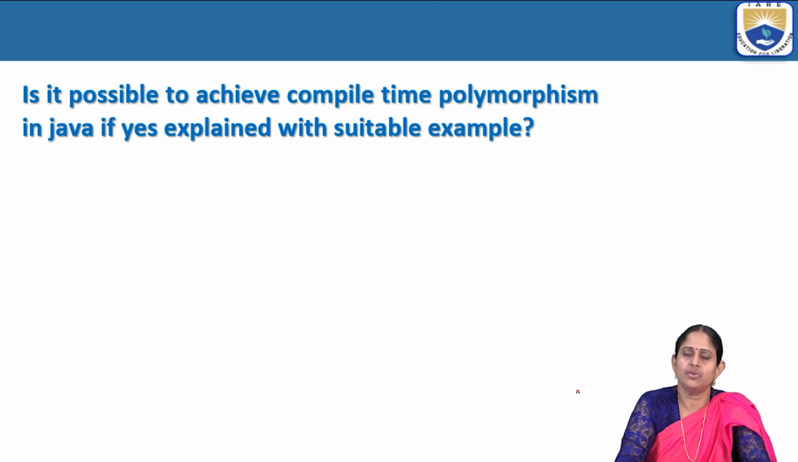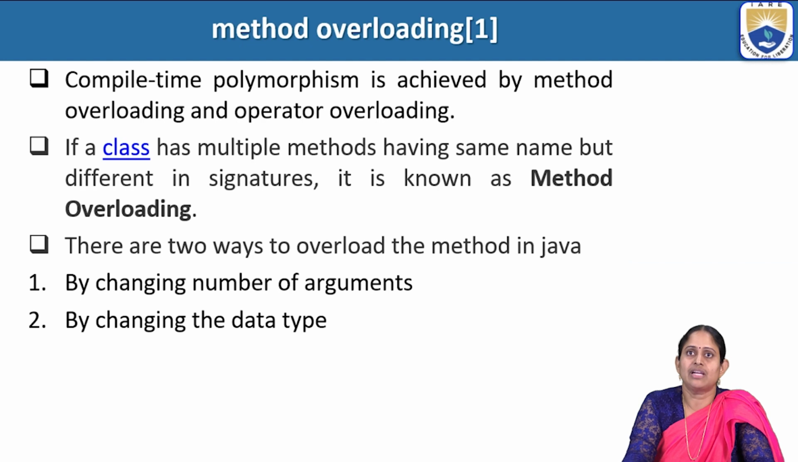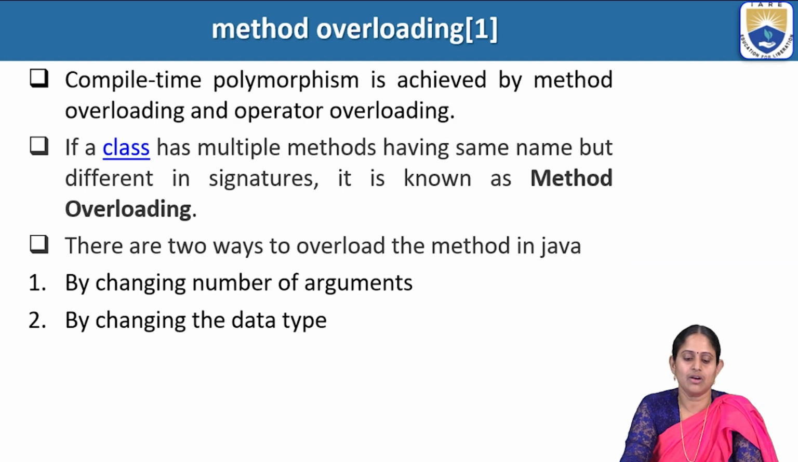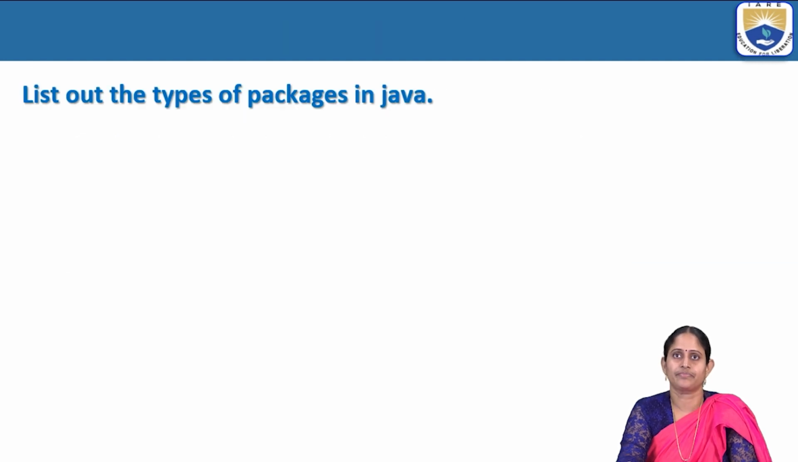Next, is it possible to achieve compile time polymorphism in Java? If yes, explain with suitable example. Again, as I have discussed before, compile time polymorphism is achieved by method overloading and operator overloading. If a class has multiple methods with the same name but different signatures, then it is known as method overloading, and it can be achieved by changing the number of arguments or the data type. That means by changing the signatures of the method, we can achieve method overloading.